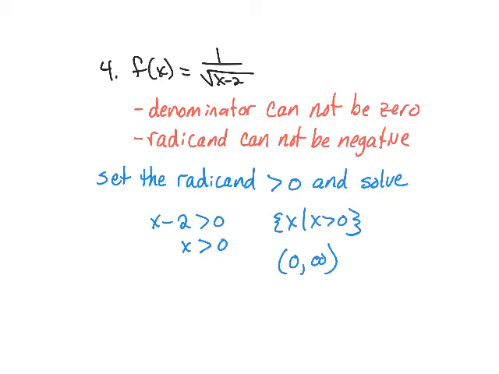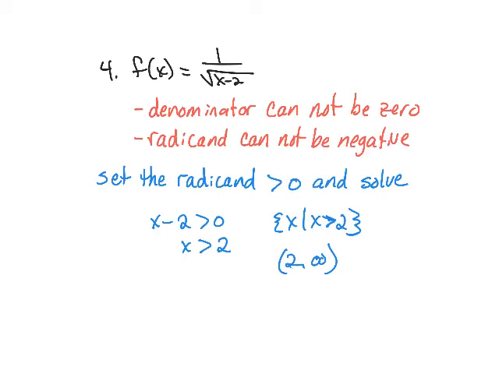Oh, and I didn't even solve that right. Let me back up. That needs to be 2. Let me fix that. X is greater than 2. Rounded at 2. So again, if it were just the radicand, it would be okay for it to be 0, but since it's in the denominator, it can't be, so it has to be greater than 0.